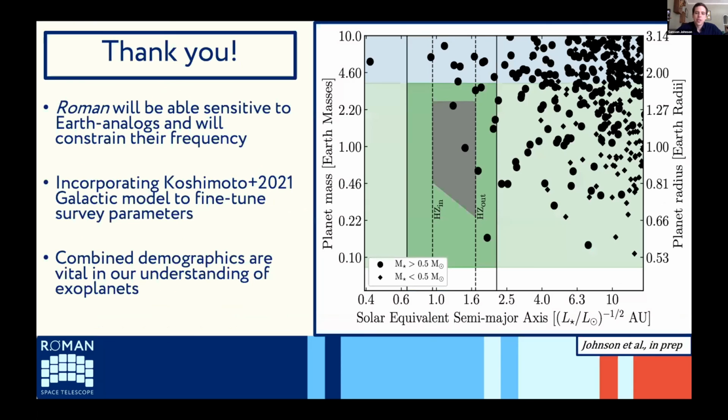So in closing, thank you for your attention. My conclusions are just a quick summary. The quick takeaway points are that Roman is going to be sensitive to Earth analog systems. We're starting to work in the new Galactic model to fine-tune survey parameters, and I'm very excited about combined demographics. Yeah, thank you very much.